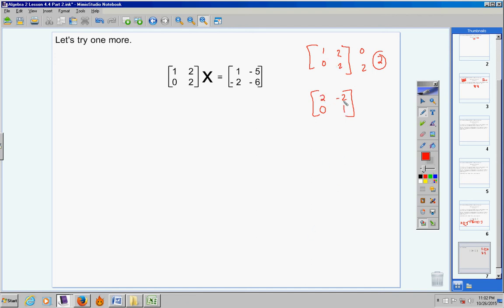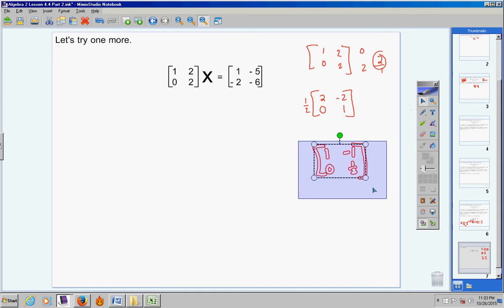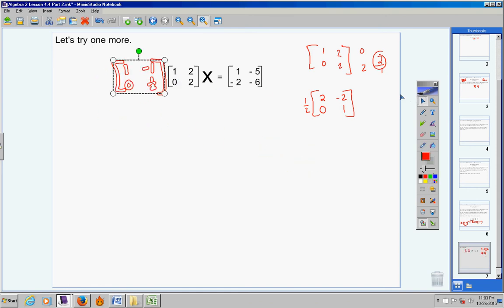Now, next step, you take your determinant and you flip it. 2 is 2 over 1, flip it, and you get 1/2. Now multiply it through. 1/2 times 2, 1. 1/2 times negative 2, negative 1. 1/2 times 0, 0. 1/2 times 1, or a 1/2, excuse me. So there is my inverse matrix right there. Now, if I take it and multiply it by this matrix here, these two will cancel out, and I'm left with x.